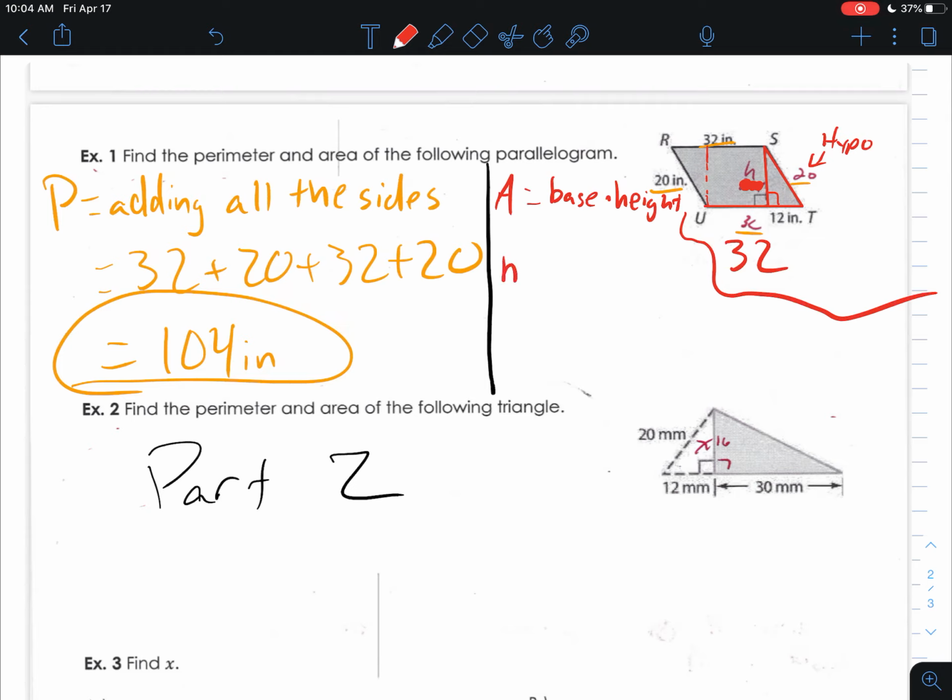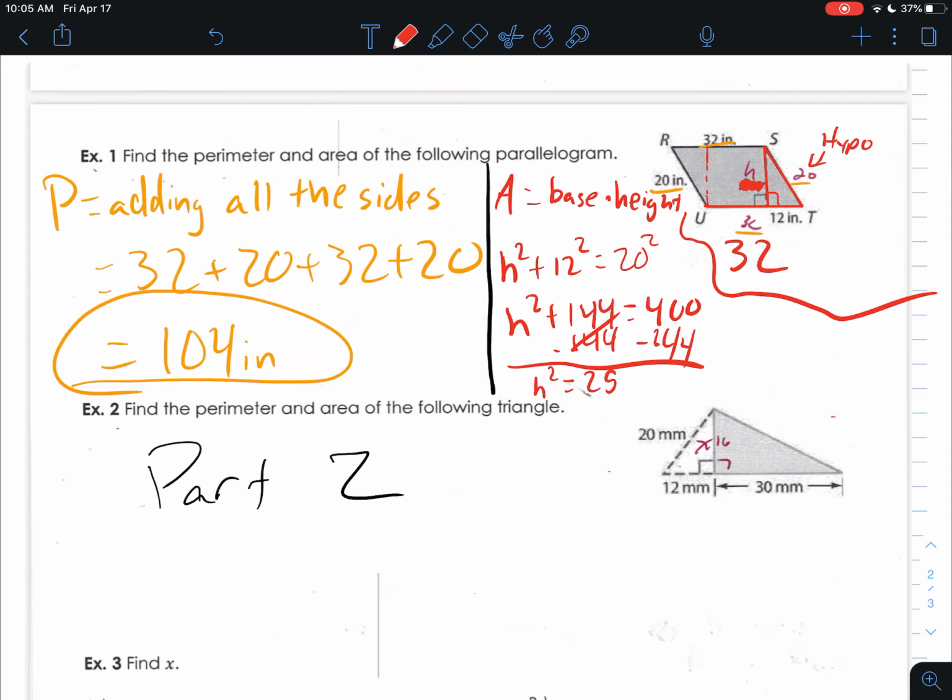So we'll use h squared plus 12 squared equals 20 squared. Once we simplify that, we get h squared plus 144 equals 400. Isolate the variable. We get h squared equals 256. Take the square root of both sides and you get h equals 16.